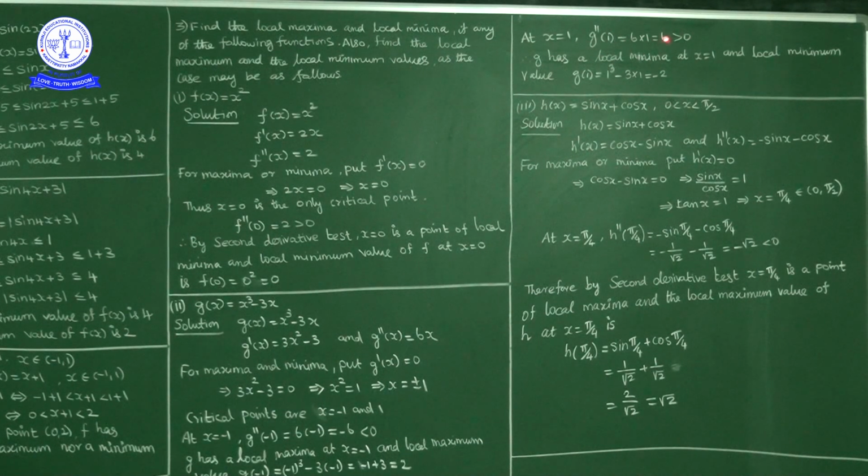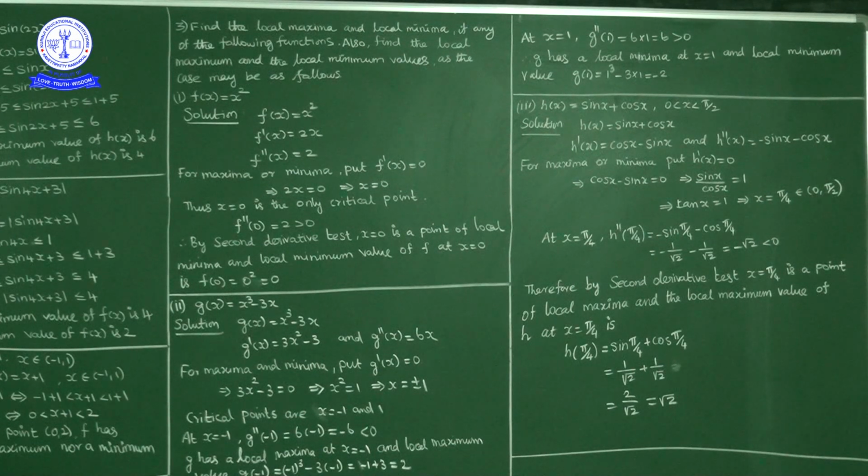So g double dash of 1 is 6, that is positive. So g double dash of 1 is positive, which means by the second derivative test, g of x has local minima at x equal to 1. So the local minimum value is g of 1. g of 1 is 1 cube minus 3 into 1, nothing but minus 2.